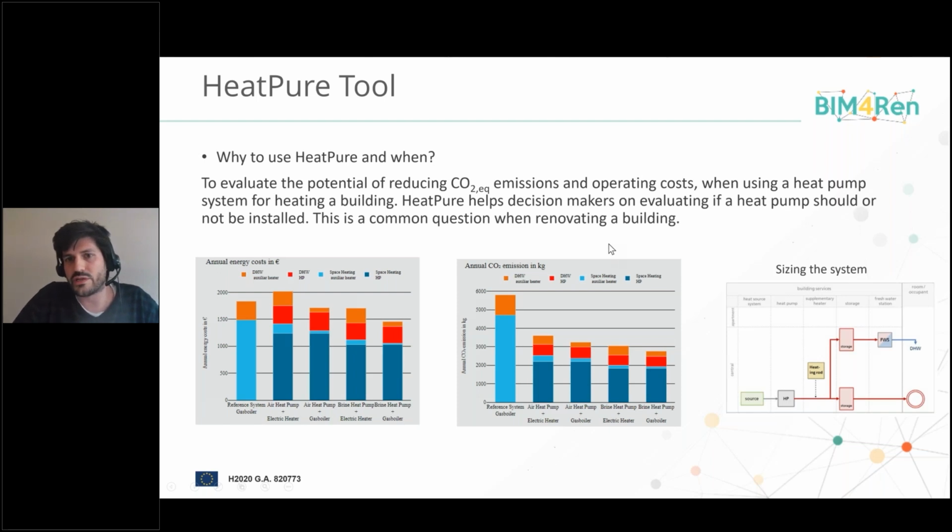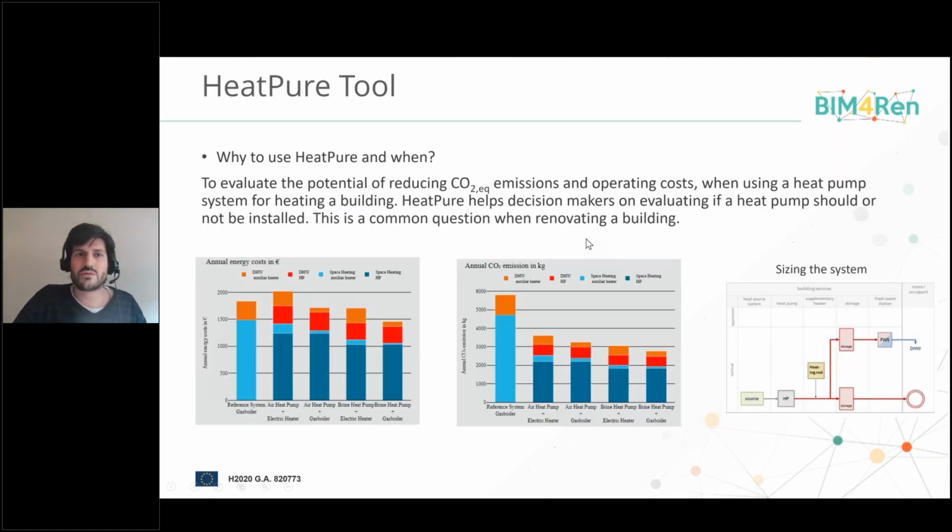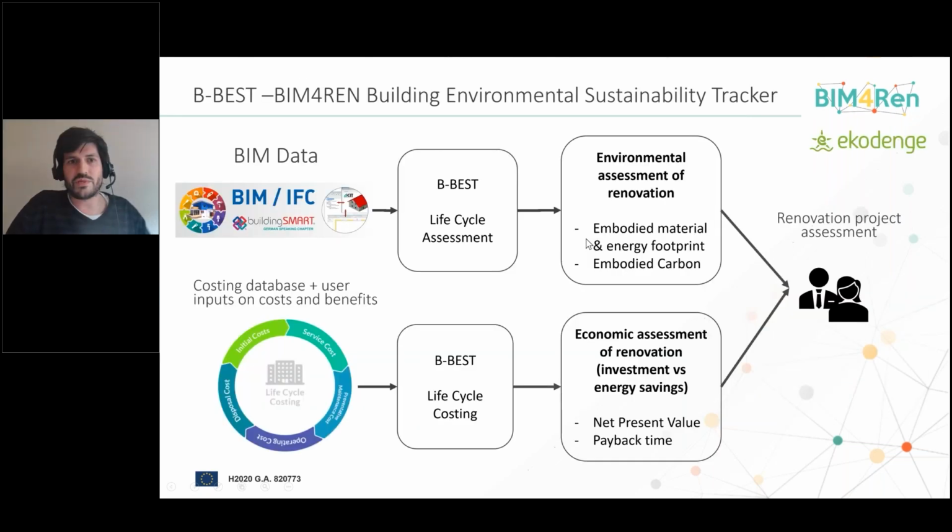And also a very important outcome of the HeatPuRe tool is that it sizes all these components. So in the end, the user will have the rated power of the heat pump, of the auxiliary heater, and also the volume of the tank storage. This will help the user to really choose the type of system he will implement in his building. That was a short introduction to HeatPuRe, and I'll pass on to Rembrandt, who will introduce the BBEST tool.